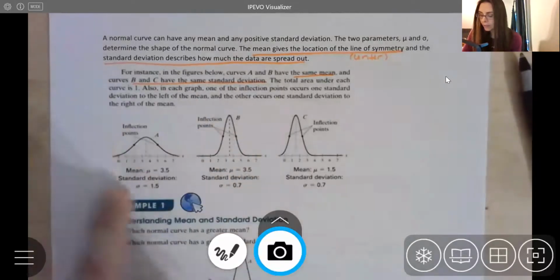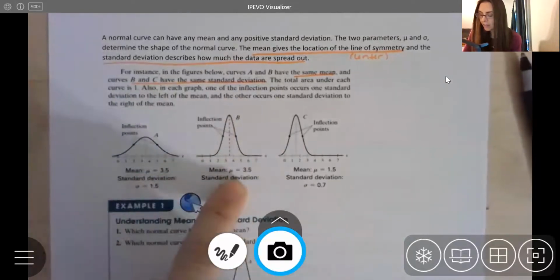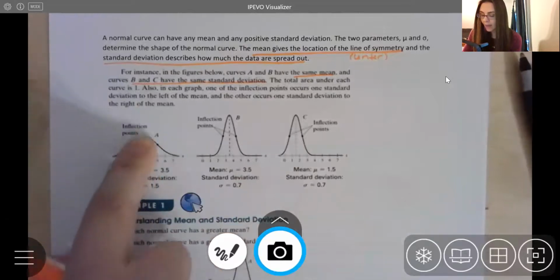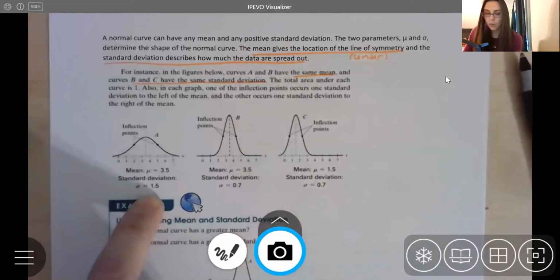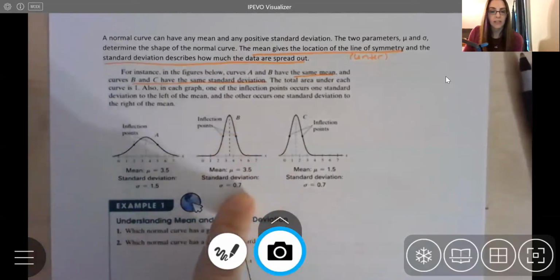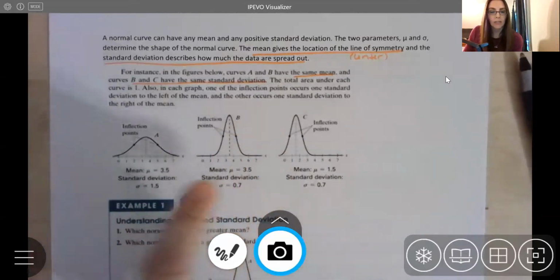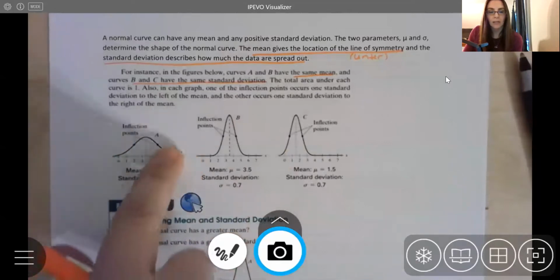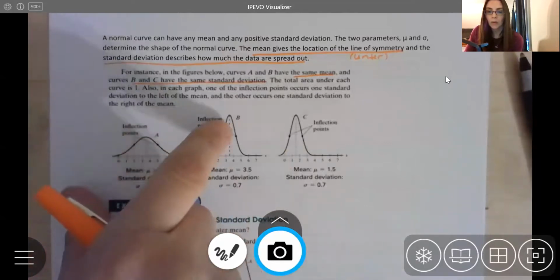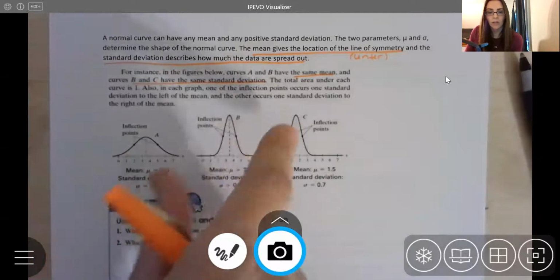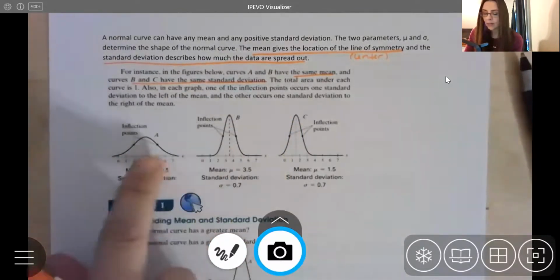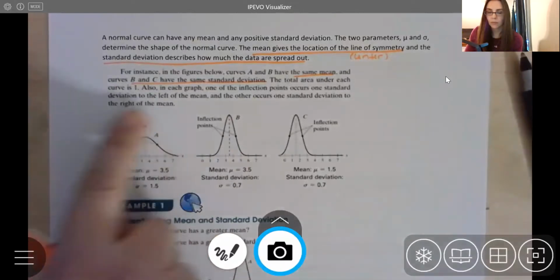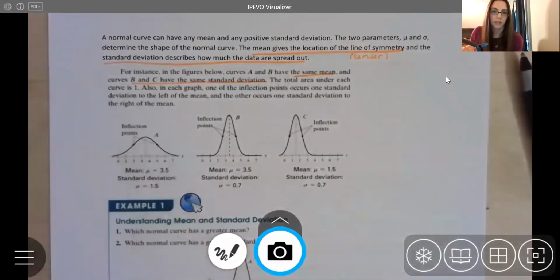Let's look at the first 2 for a second. We can see that they have the same mean, so they both are centered on that value 3.5. The standard deviation for the first one is 1.5, and the standard deviation for the second one is 0.7. You can see that when you have a larger standard deviation, your graph is more spread out. When you have a smaller standard deviation, that graph is more clustered closer together. So even though they have the same mean, they have very different shapes. This one is more spread out because of the larger standard deviation.